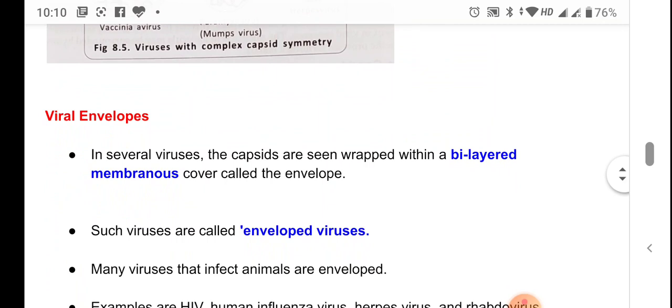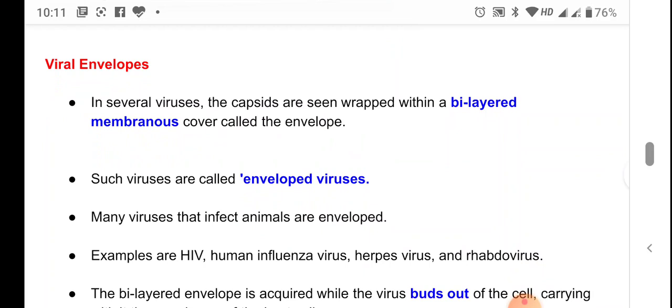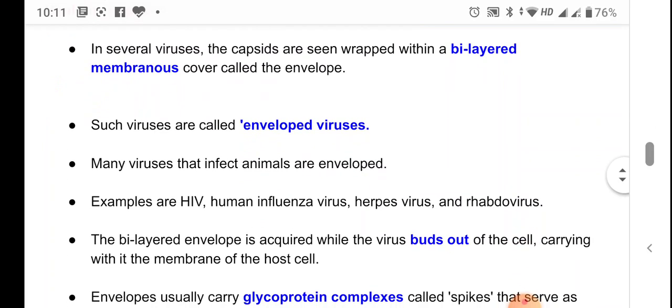Next, about viral envelopes. In several viruses, capsids are wrapped with a bilayered membranous cover, and these are known as envelopes. That is present in only certain viruses like HIV. Additional to the nucleic acid core and protein core, they have one more structure, that is the bilayered membranous covering known as the envelope. And these viruses are known as enveloped viruses. Many viruses that infect animals are enveloped viruses. Examples are HIV, human influenza virus, herpes virus, rhabdovirus. These are all enveloped viruses.